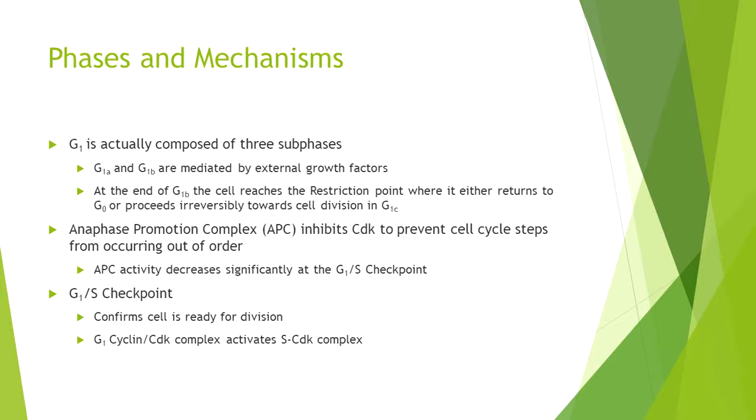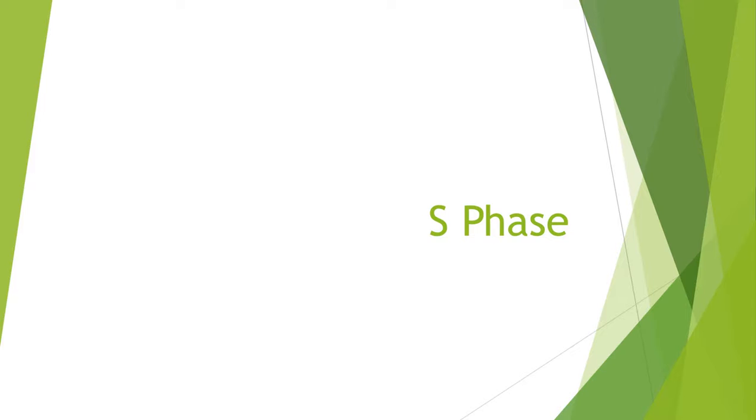When the cell reaches the G1/S checkpoint, it confirms that the cell is ready for division. If so, then the activity of the APC complex decreases dramatically, allowing the G1 cyclin-CDK complex to activate the S-CDK complex, which then pushes the cell cycle into its next phase. Next is the S phase.